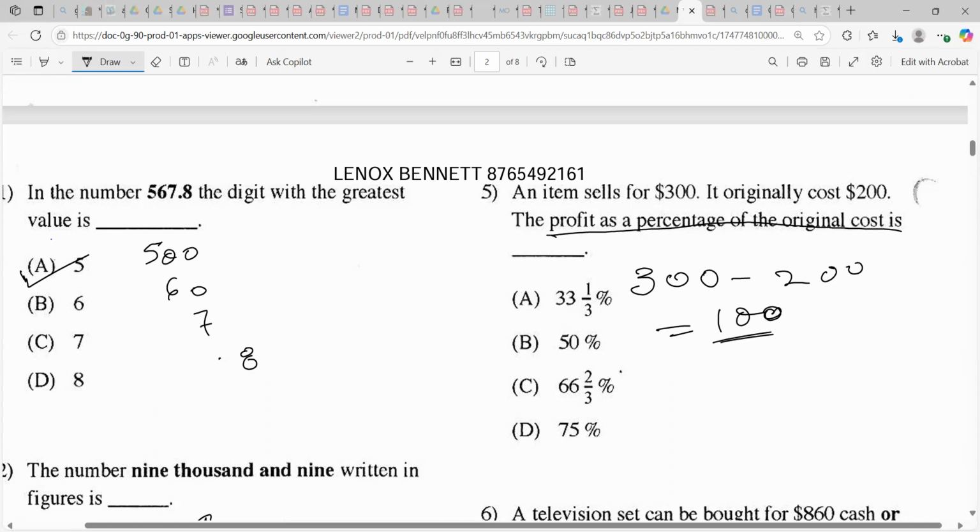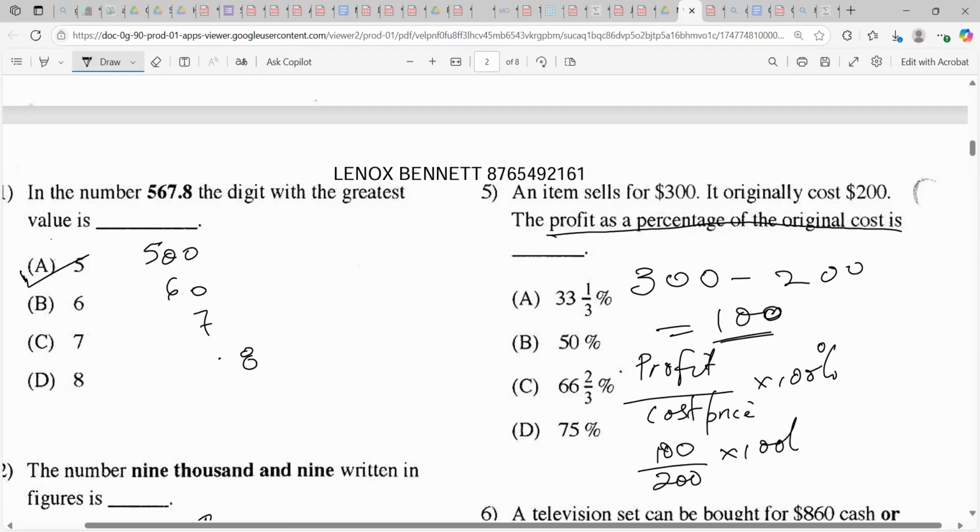So they want the profit as a percentage of the cost price. All right, and of course, percent means out of 100. So let's do, the profit is actually $100 over 200, which is the cost price, times 100. And of course, we know that works out to what? 50%. So this one would be B.